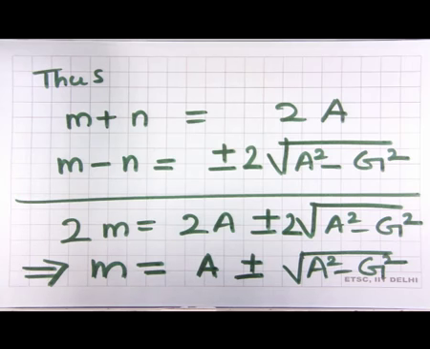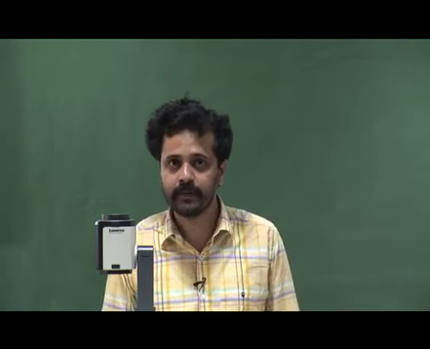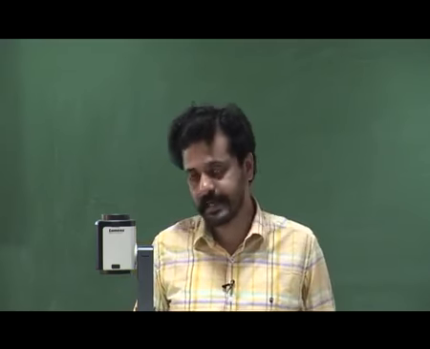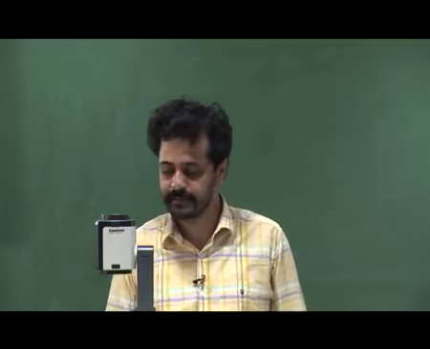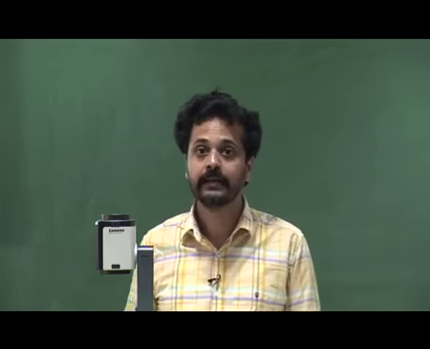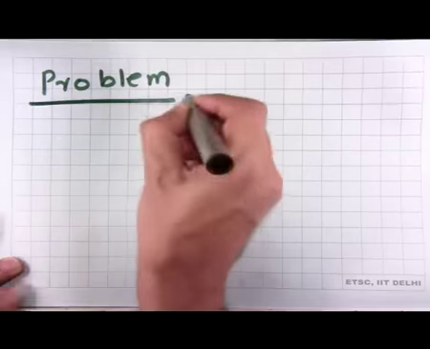using one of these equations, we can get n. Secondly, we can take the other possible value of m and find out n, and we will get that the possible values of n are the same, A plus or minus root of A square minus G square. Let me leave the details to you. Let us continue.